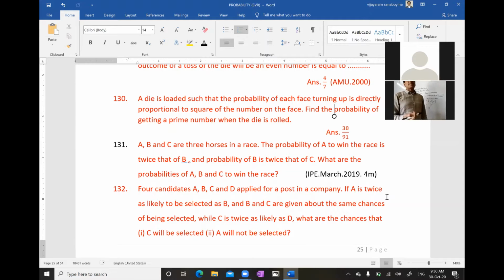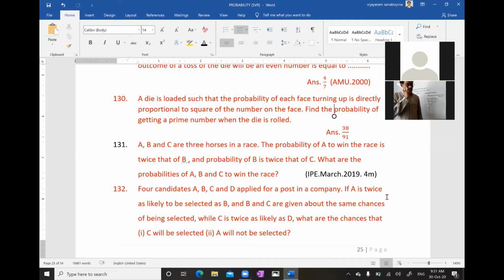Okay, the sample space is A, B, C. They are exhaustive and mutually exclusive. Why exhaustive? Because only 3 horses are participating. There is no other horse here. Okay. Why mutually exclusive? Only one of them can win. If A is winning, B and C won't win. And if B is winning, A and C won't win, my dears.